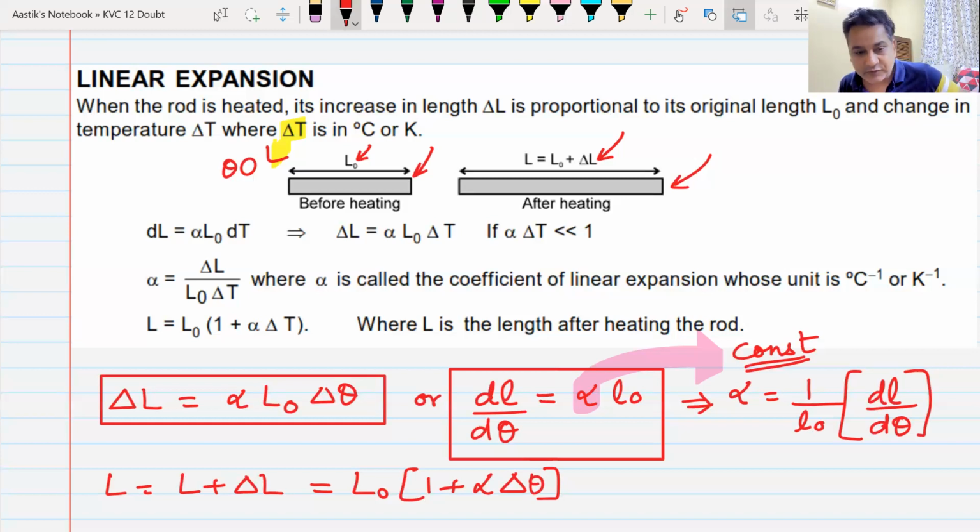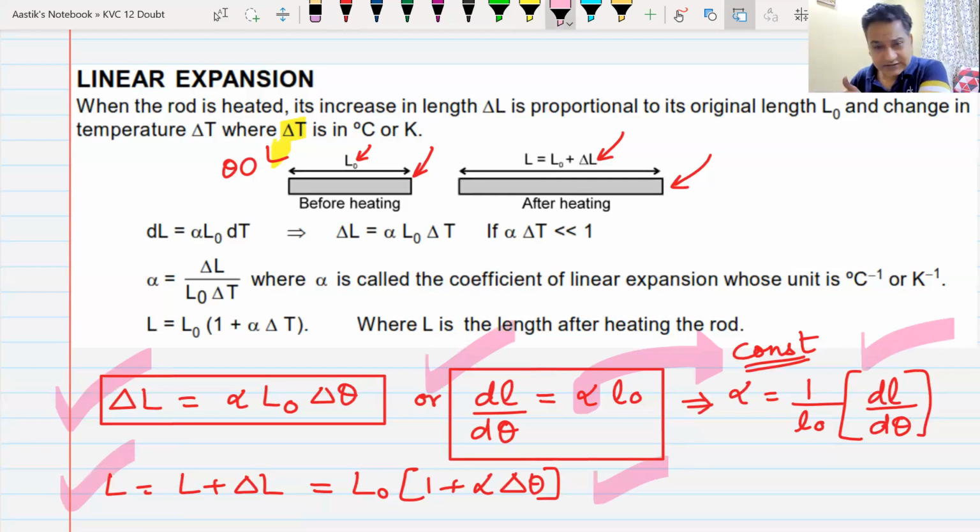Do you understand whatever I have tried to explain? Has anyone noted this down? You just have to note down this one, this one, this one, this one, this one, not that entire thing. The rest is just the explanation. You just draw the original length, and this is the new length, L plus delta L. That's it.